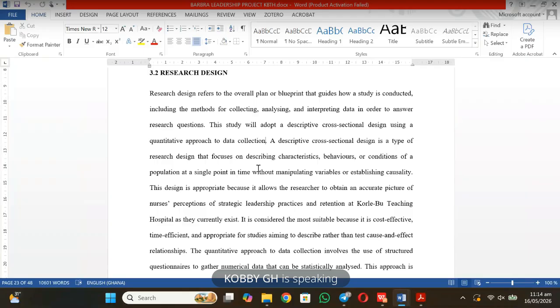So you see, it's one thing understanding the approach and the design, but when you are writing the research design section, it's like you combine a design and an approach. You combine descriptive cross-sectional with the quantitative approach. That means descriptive cross-sectional, the study you do now, and in addition, you are going to be dealing with numbers.